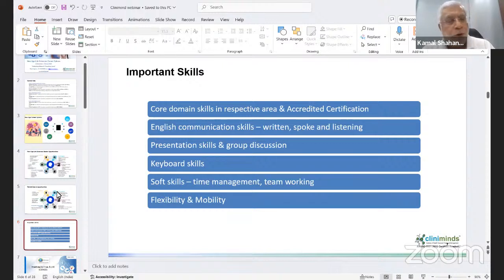Keyboard skills, very important. Now, keyboard skill is now added to by a bit of AI, how to use generative AI in our day-to-day lives, computer usage. There are no more pen and paper jobs. I'm saying this very clearly with a lot of responsibility. No more pen and paper jobs today.